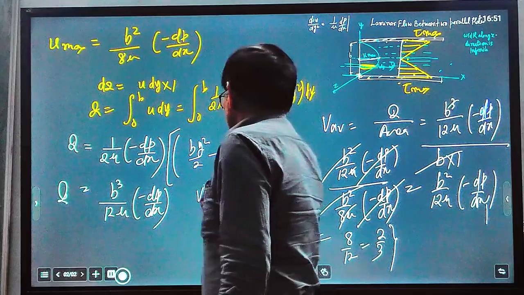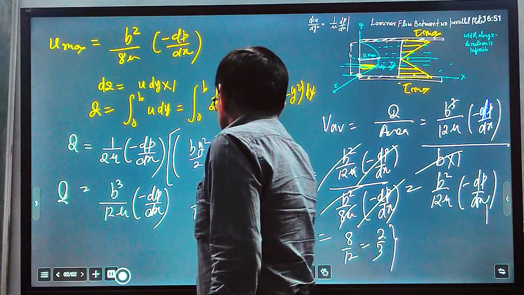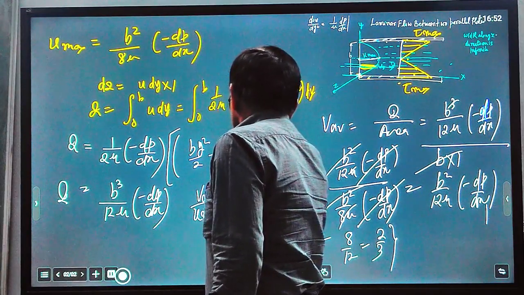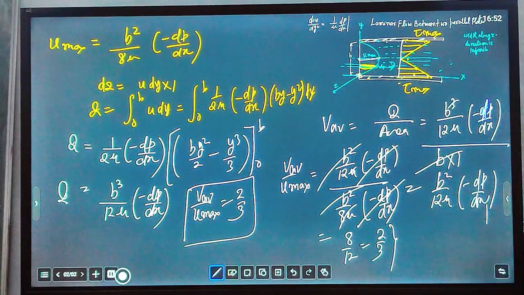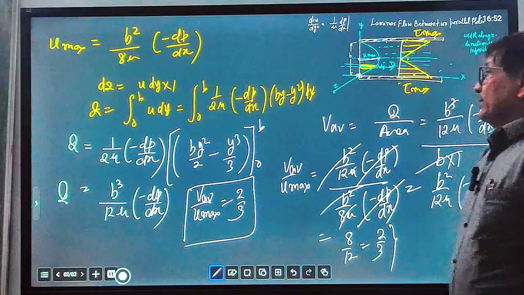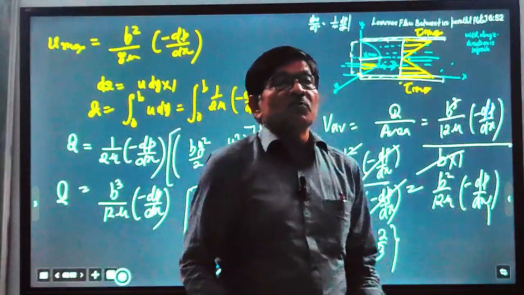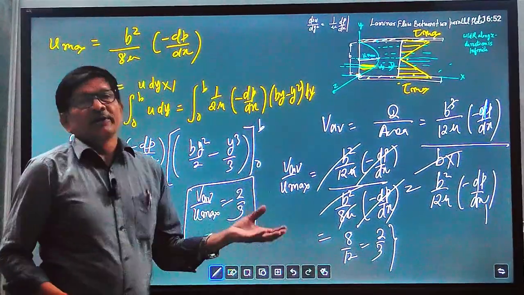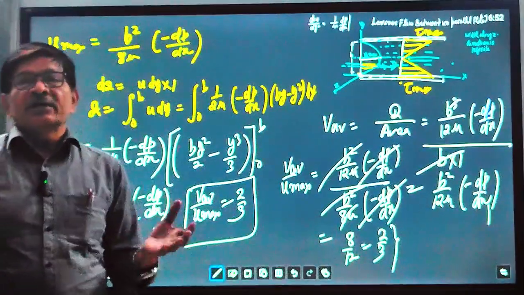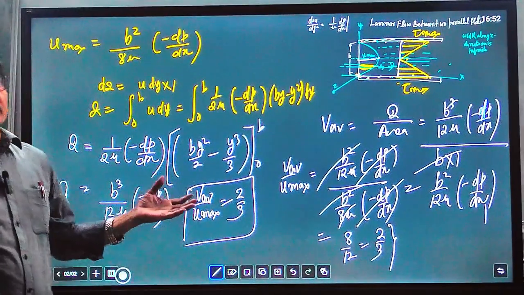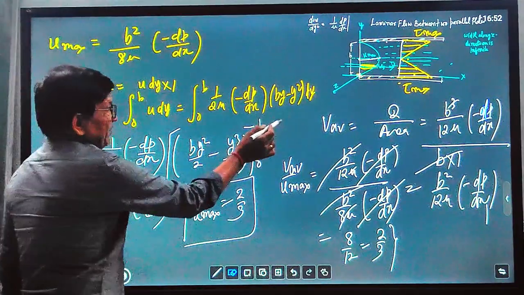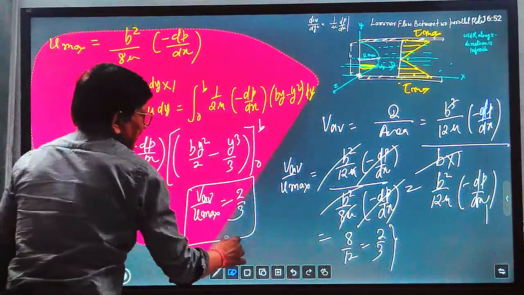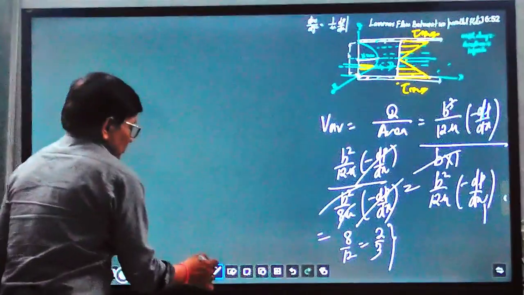V average upon V maximum equal to 2 by 3. This is a very important observation. But in the actual case, we have to find out the head loss in terms of the water column. What is the head loss in terms of the water column? So again we take the concept of average velocity. Already we have derived average velocity.